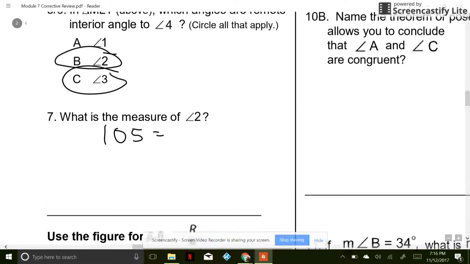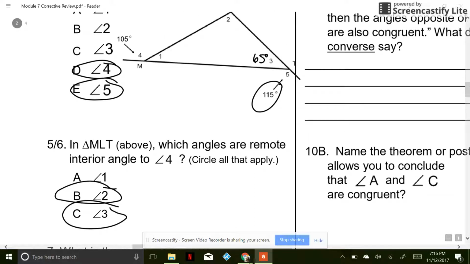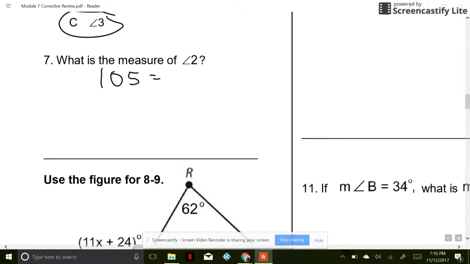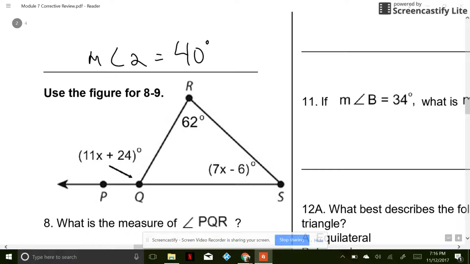So from there, we could use our exterior angle theorem to say the exterior angle, which is 105, is equal to the sum of the two remote interior. So that means angle 4 should be equal to angle 2 plus angle 3. So we'll call angle 2 x, plus angle 3 we said was 65 degrees. So subtracting 65, we'll find that the measure of angle 2, 105 minus 65, gets us 40 degrees.